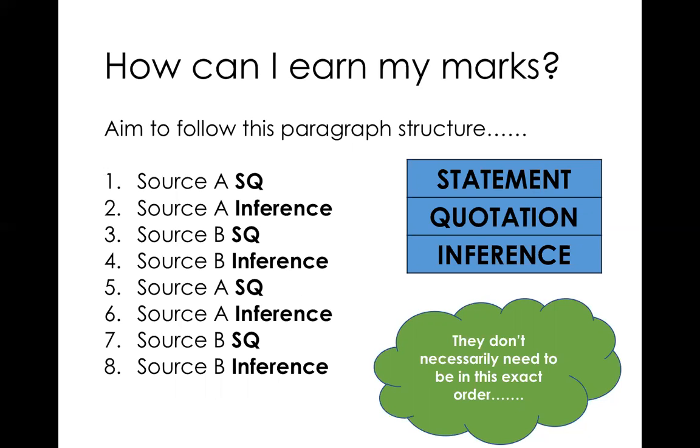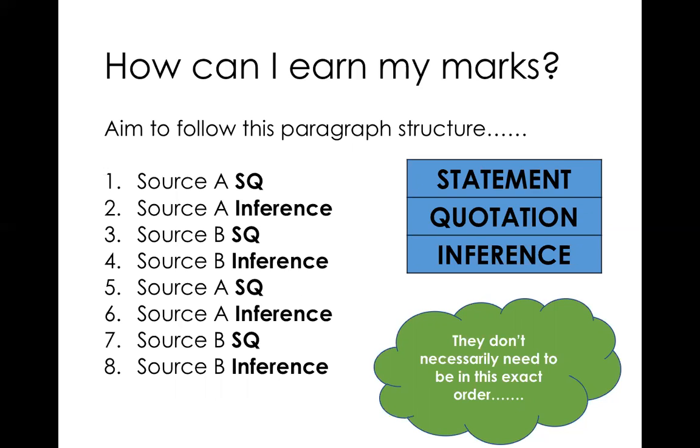So source A, inference, okay? That's when we then make an inference about our quotation. So statement and quotation come together and then inference. That could potentially earn you your 2nd mark, all right? This is kind of the way we're looking at it. If you include 1 statement of quotation and 1 inference, you're likely looking around 2 marks-ish there.